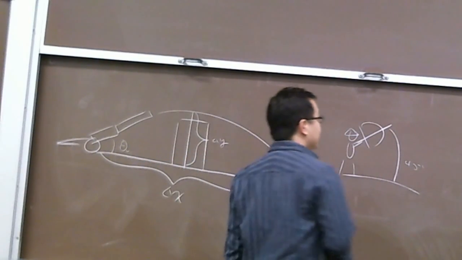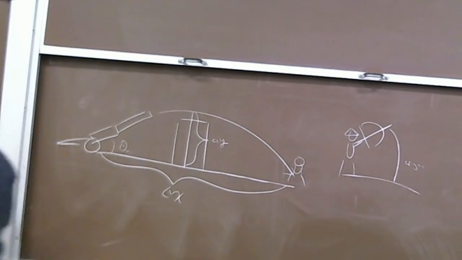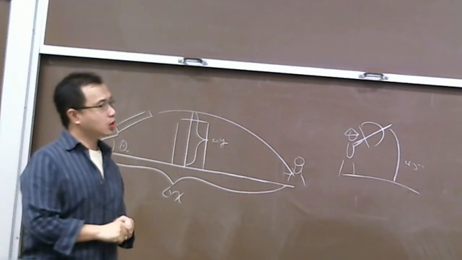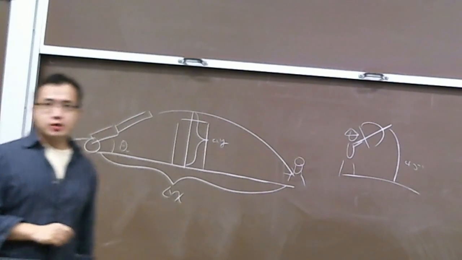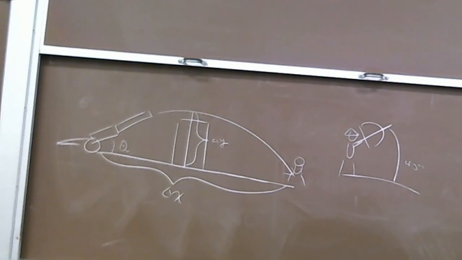So let's look at how we can do this kind of problem. The key idea for starting a 2 or 3 dimensional problem is that you can decompose the motion into x and y directions and treat the two directions separately, without regard to the other direction.